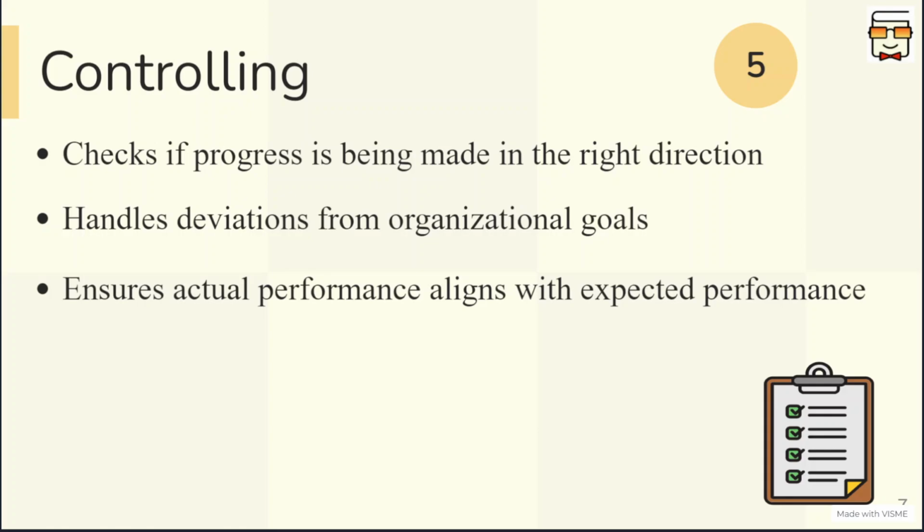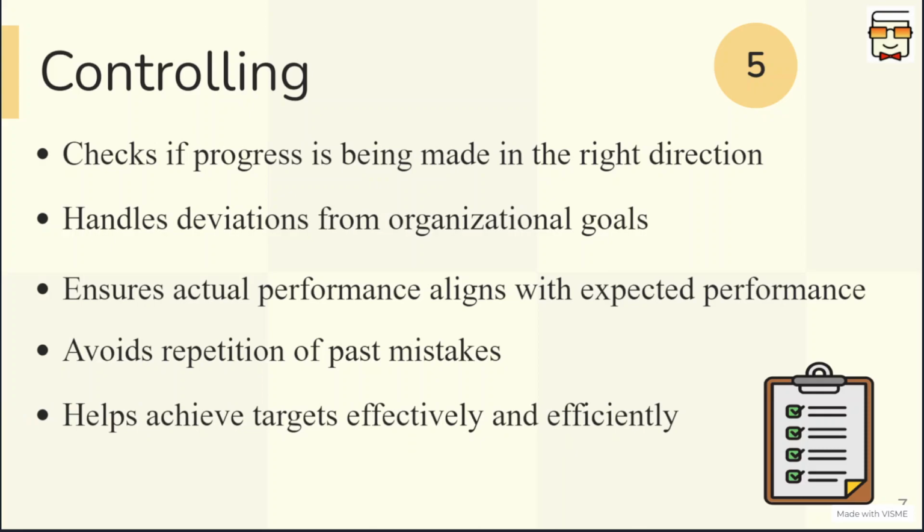So it basically targets the difference that arises between the performance that the organization expected from the employees and the actual performance of the employees who are working to achieve the organizational goals. Now in this phase, the leaders also ensure that if certain mistakes were made in the work in the past, those mistakes are not repeated in the current scenarios and the targets are achieved effectively and efficiently. That means within the cost that was estimated, within the timeline that was decided, and utilizing all the resources in an efficient manner.